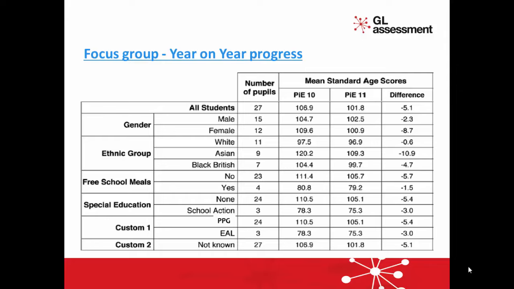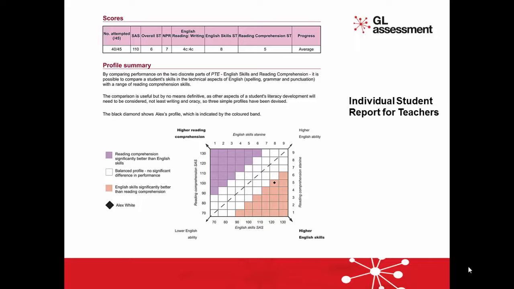But here we can see that those two scores are compared, and the difference in terms of standardized age scores is shown. And we can do that for all of these subgroups, these demographics if you like, or focus groups, so that we can really track those that we need to keep a special record of. I said that it was even clearer on PTE, and this is where it's shown in that sense.